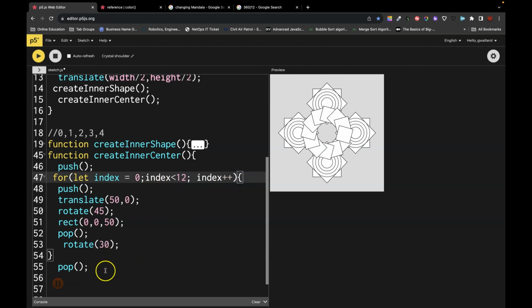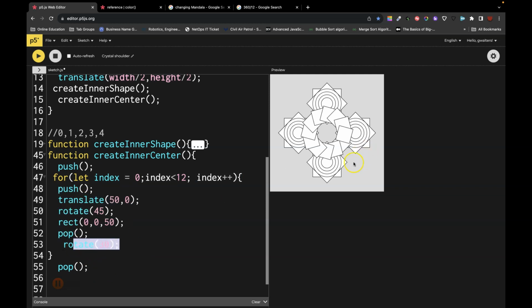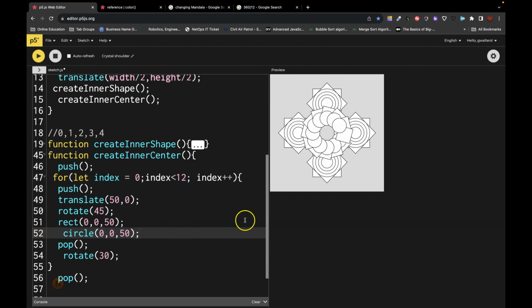Now that is all inside of here. I am drawing the shape and then rotating to get around inside of that loop, and then that whole thing is surrounded by a push and pop. So inside of this push pop right here, I could, you know, have that rectangle. I could have maybe a circle drawn right on top of that rectangle. So 0, 0, 50, and we get all of those that we can play around with. Okay.